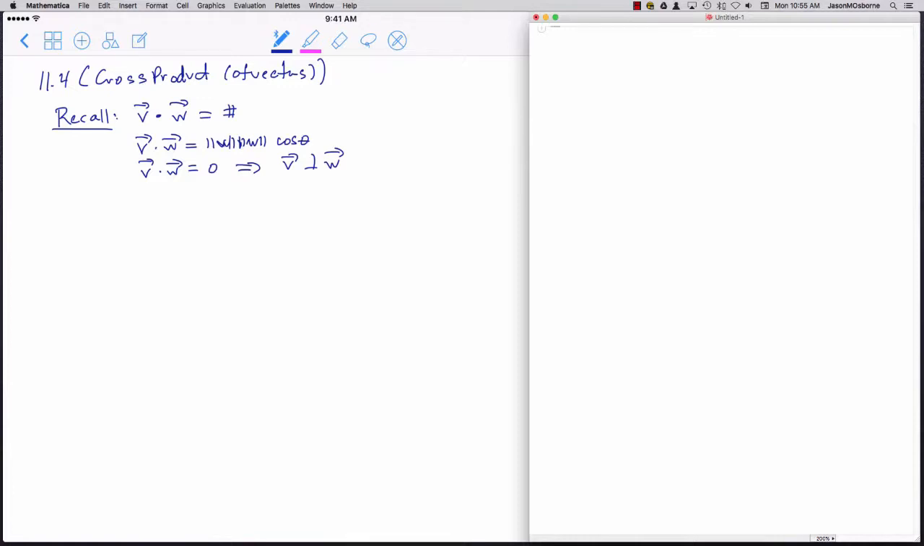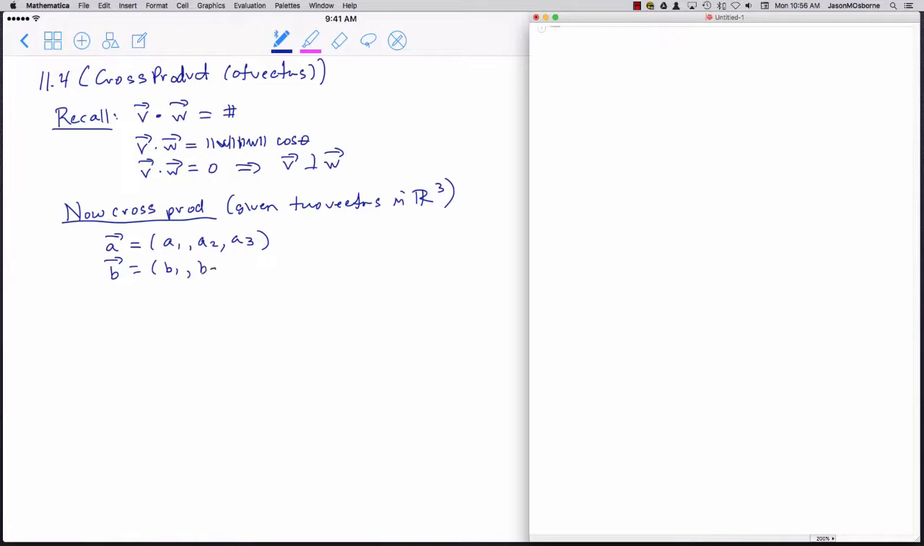As regards the cross product, it's an operation on vectors. You first must be given two vectors in 3 dimensions. Let's say our vectors are A, which is A1, A2, and A3, and a vector B, which is B1, B2, B3. These are just two general vectors, which means they can be anything you want for the A's and B's.